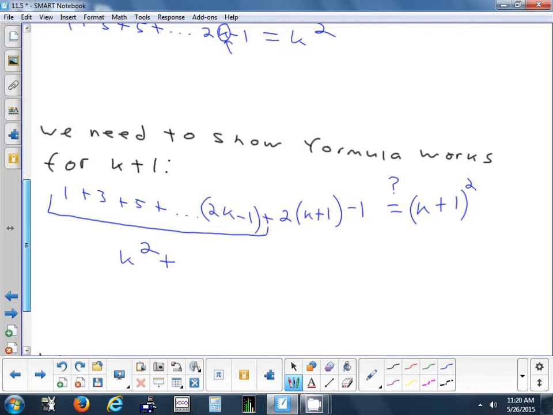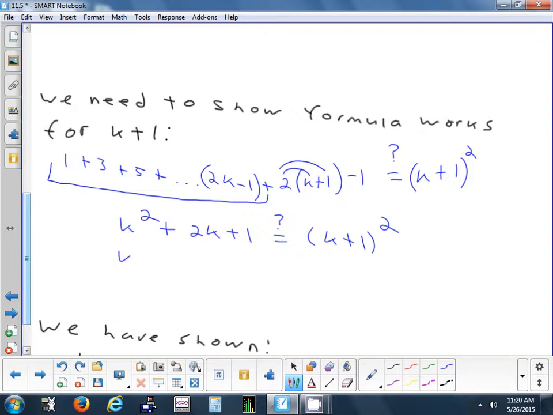And now we're going to add the term after. What I'm going to do is, let's do this out. 2k plus 2 minus 1. So 2k plus 2 minus 1, that's 2k plus 1. Okay, and we're going to see if it equals that. I think the easiest way, just distribute out the right-hand side. So we get k squared plus 2k plus 1.